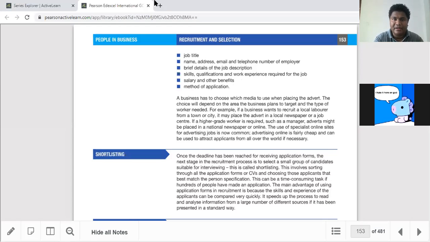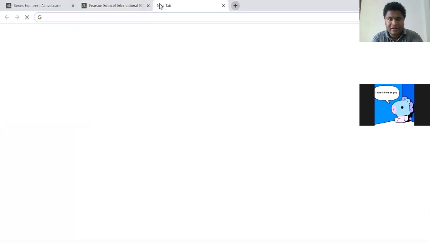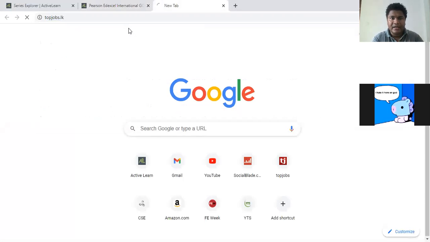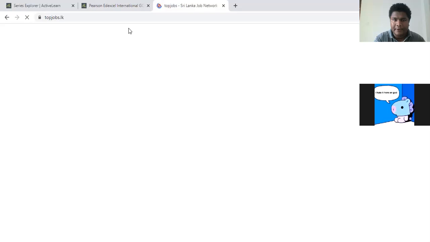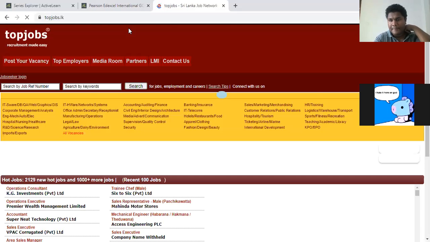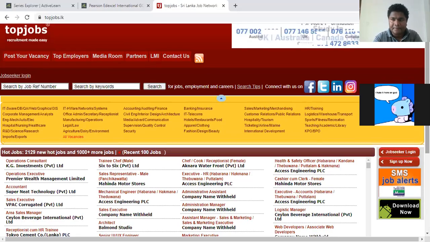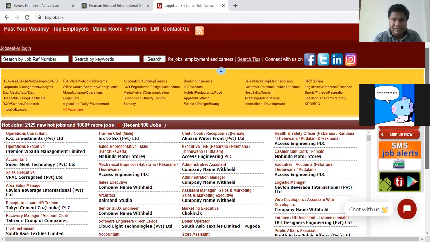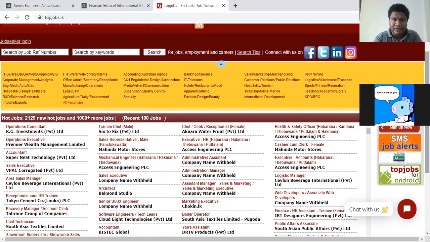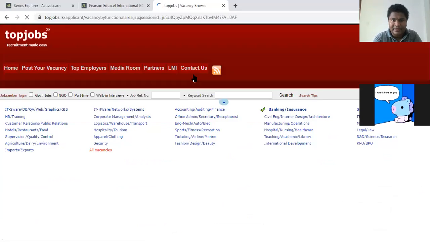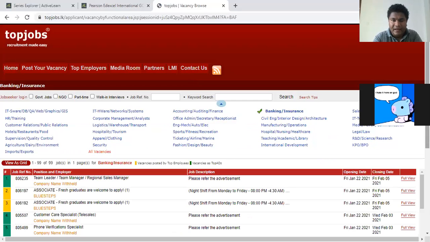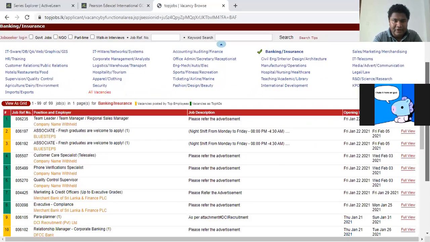So now we'll move on to an example of a job advertisement. We can see the Sri Lankan website called Top Jobs. This is the online website which publishes all the advertisements of jobs. So imagine I'm a banker and I want to look at opportunities working in a bank. I can go to the banking and insurance sector, and you can see all the vacancies listed there.